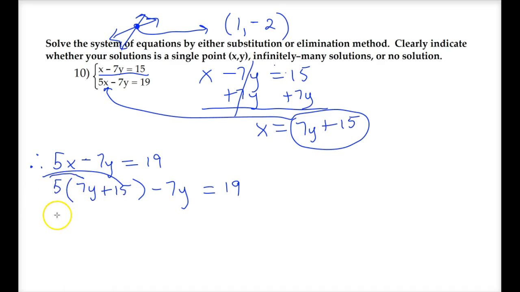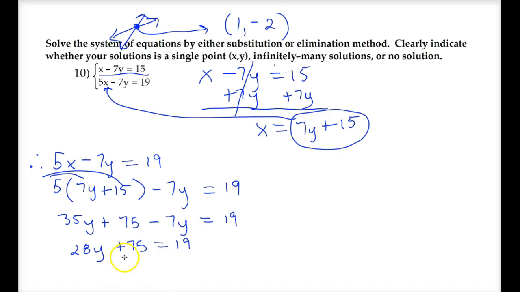So 5 times 7y is 35y. And we know that 5 times 15 here would end up being 75 minus 7y equals 19. And so from there, 35y and minus 7y are like terms, so we're going to combine those. So 35 minus 7 is 28, so that'd be 28y plus 75 equals 19.